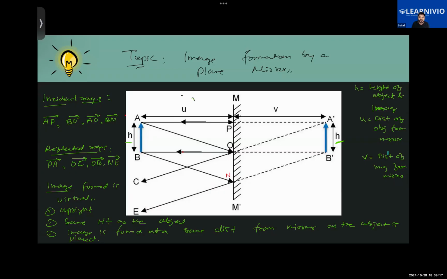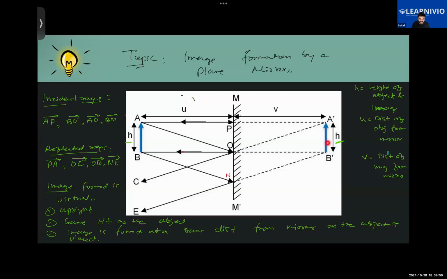Okay. So what happens here is that we extend these reflected rays backward. When these reflected rays are extended backward into the mirror, like the dotted lines are showing, a virtual image of height h will be formed here. Where these rays meet, there the image formation takes place. Getting it? So that is how the image is formed here. Got this now? Also the image that is formed is a virtual image. It's not an actual image that is forming there, right?